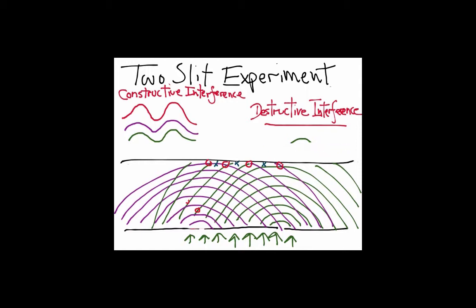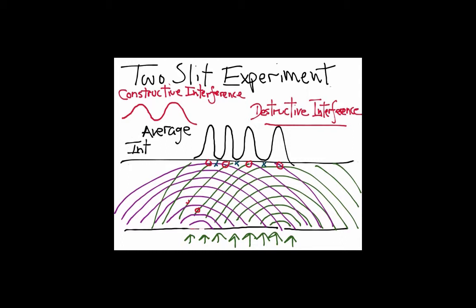So now let's get rid of a little more stuff because I need some more space. And we can draw now the average intensity hitting that beach or that photographic plate or the detector. And where the red points are, we're going to get high average intensity. And where the blue X's are, we're going to get low average intensity. And that pattern is completely different from the pattern that we saw beforehand when we only had one slit open, when we blocked one of the holes in that jetty there.